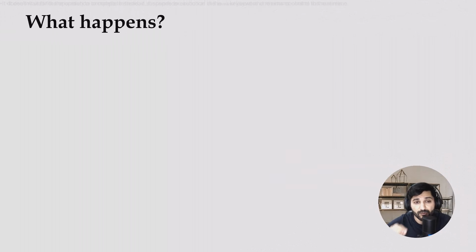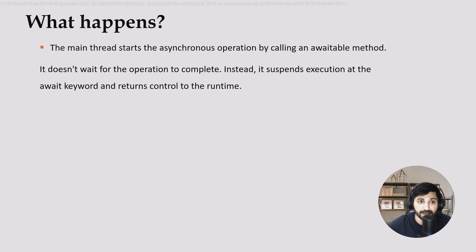So we mentioned that there is no thread in asynchronous operations, but let's try to understand what happens behind the scenes. We have the main thread that starts the asynchronous operation by calling the await keyword. So in calculate version 3, for example, we are calling await for some async. Our main thread doesn't wait for the operation to complete. Instead, it suspends execution at the await keyword and returns control to the runtime.